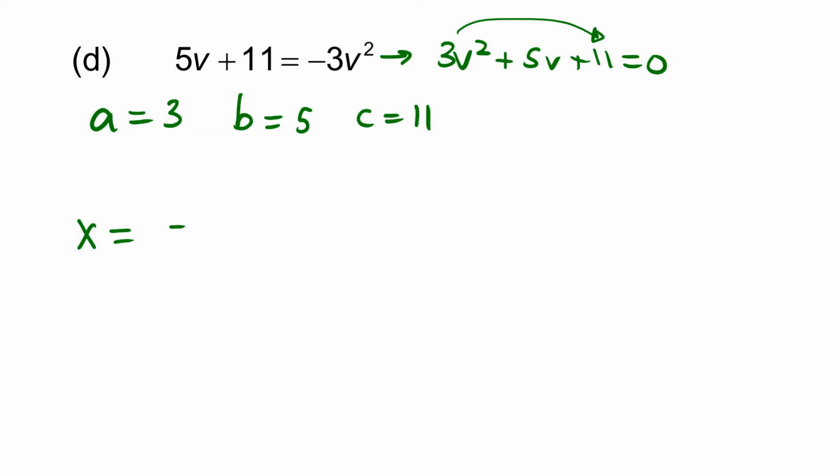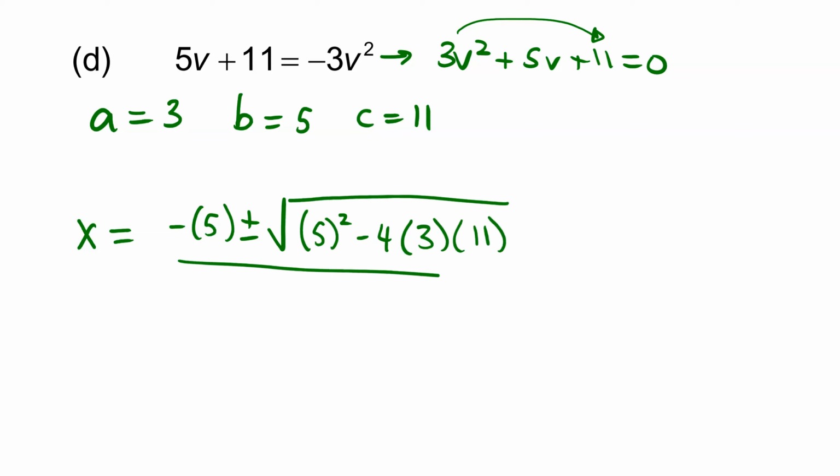Let's see. Negative B is negative 5 plus or minus the square root of B squared, which is 5 squared, minus 4 times A times C, all over 2 times A. I'm putting parentheses around what I'm plugging in, because imagine if I had a B that was negative, squaring B would make it positive. So I put parentheses around what I put in so I don't miss negatives. I need you to write this down, okay?